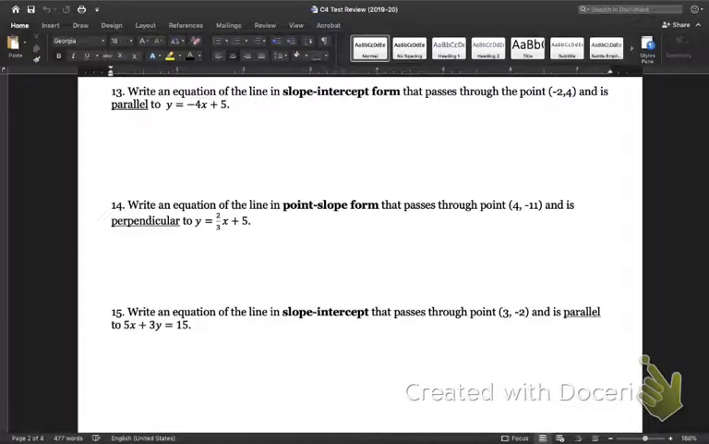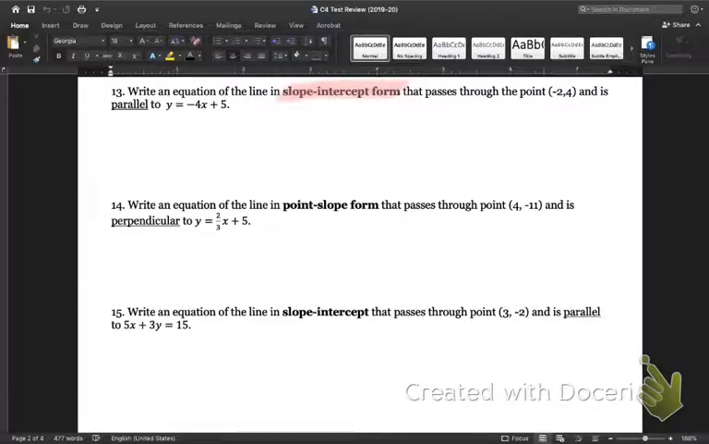This is the Chapter 4 test review video for numbers 13, 14, and 15. More with parallel and perpendicular, but this time we're going to be writing equations of lines and not just finding slopes. So 13, the bold slope-intercept form is what we want for our end answer.